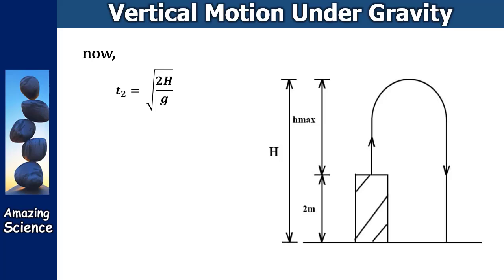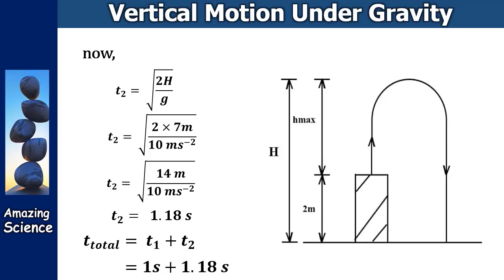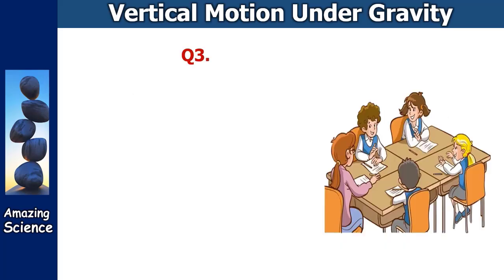So T2 will be equal to the square root of 2 times 7 meters divided by 10 meters per second squared. T2 will give us the square root of 14 meters divided by 10 meters per second squared. And finally, T2 will be equal to 1.18 seconds. So the total time taken will now be equal to T1 plus T2. And this gives us 1 second plus 1.18 seconds, and the total time is 2.18 seconds. Now let's take our last question for this tutorial.